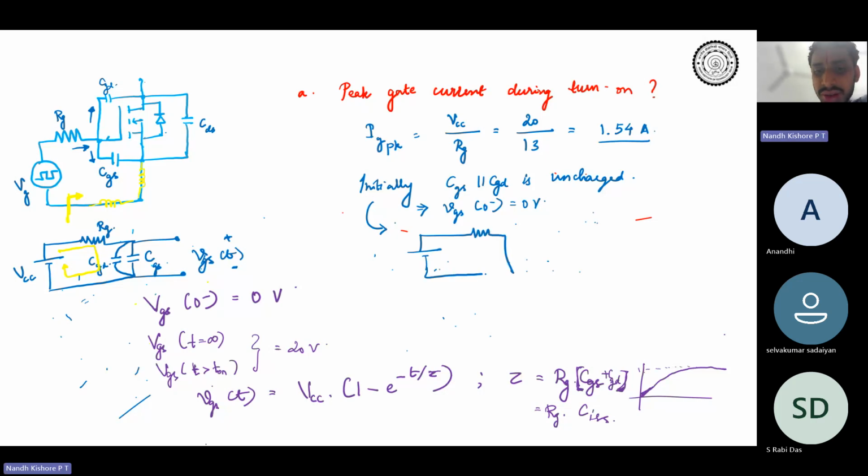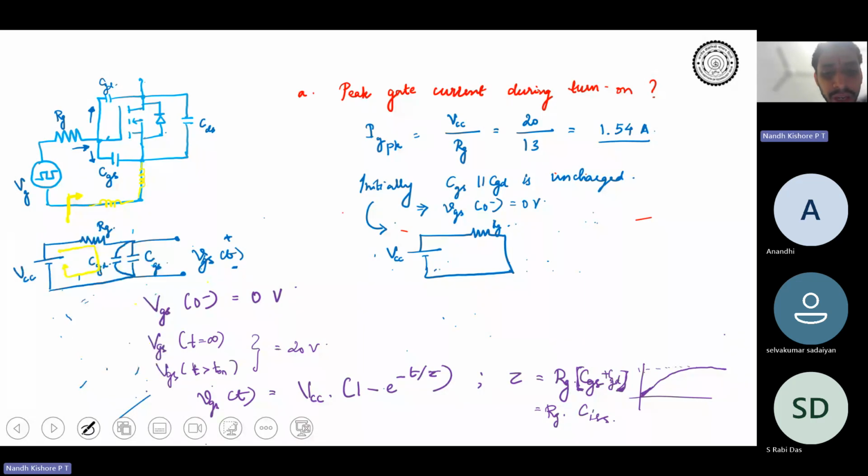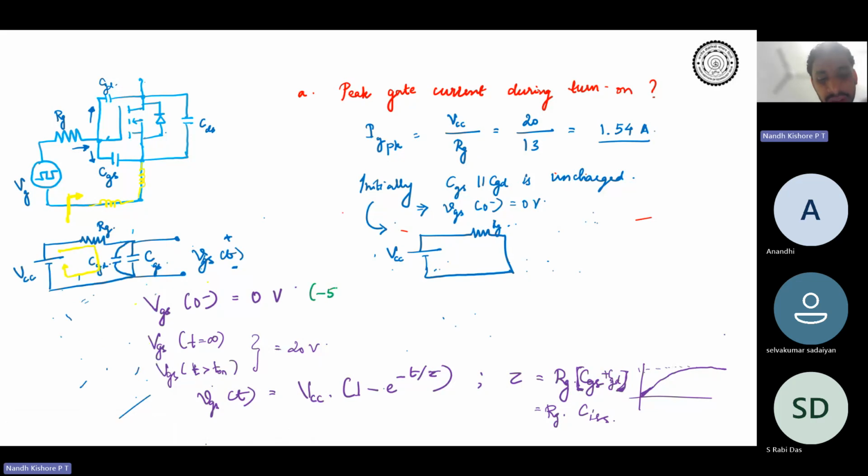VCC and then RG, right? Okay. So let's say instead of 0 volts, they had given minus 5 volts, the other case. Everything else is the same. So let's say this was minus 5 volts. Then what would change?